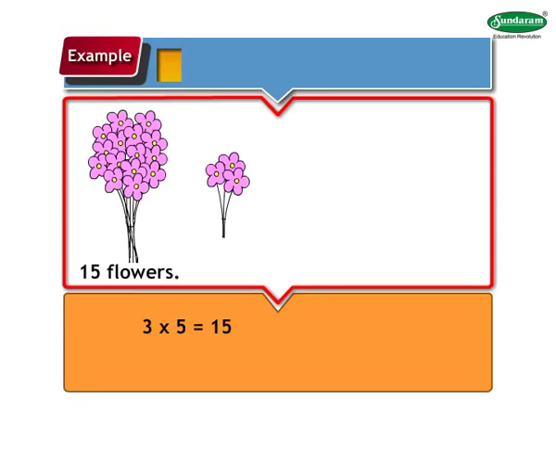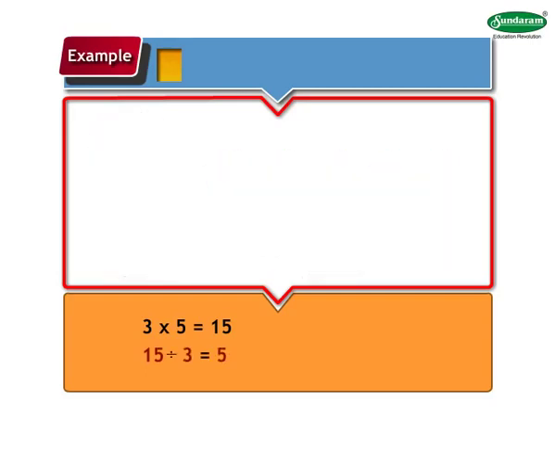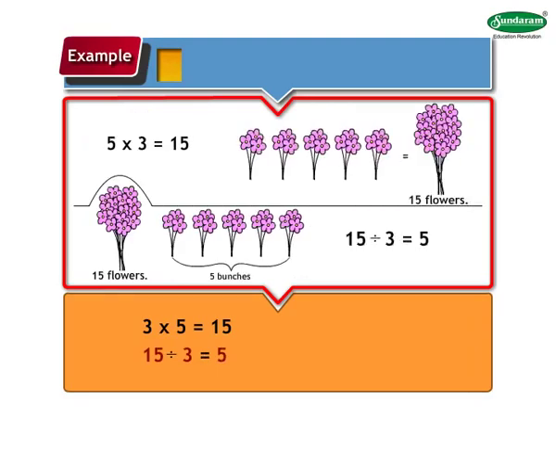When you make the bunches of 3 flowers each, you will see that there can be 5 such bunches made. This means that we have divided 15 flowers into bunches of 3 flowers each and have got 5 such bunches. In short, we can say that 15 divided by 3 is equal to 5. Now let's see both multiplication and division together.